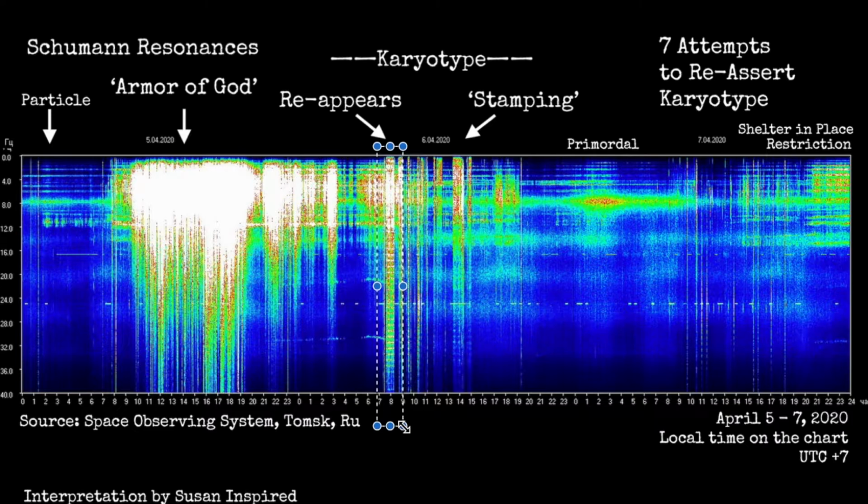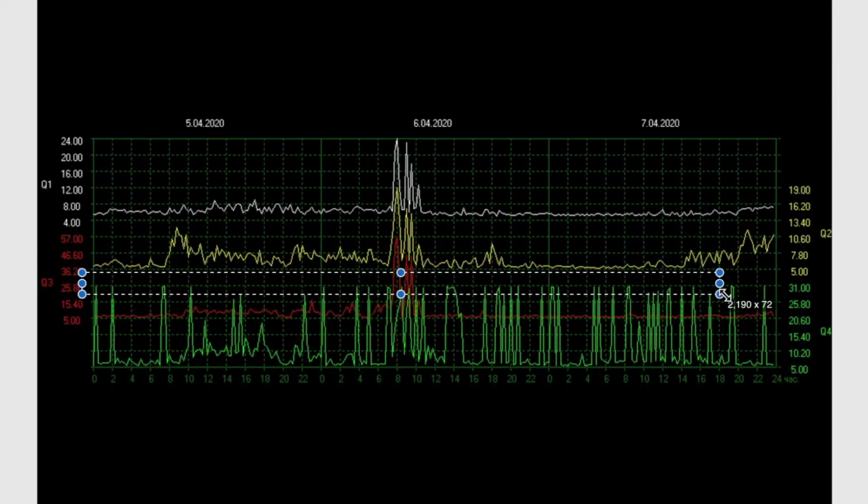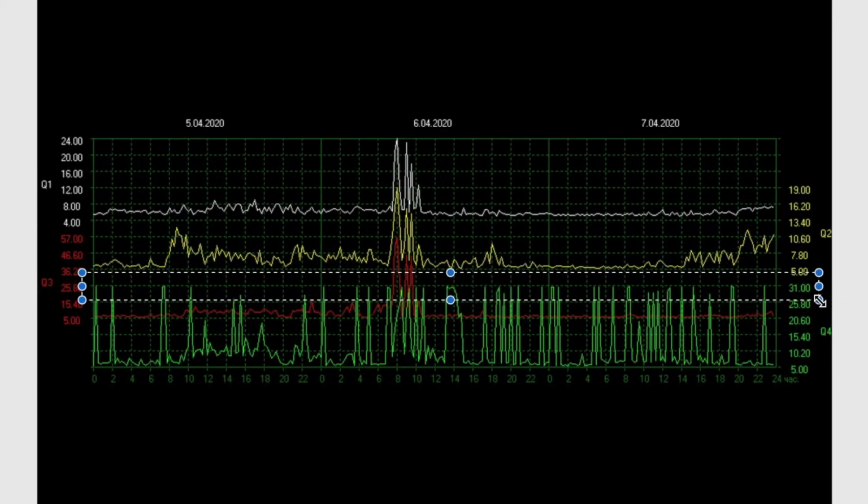Now let's look at the data. What happened here is that the Q factor, the quality of the human or green resonance, has been up at 31.